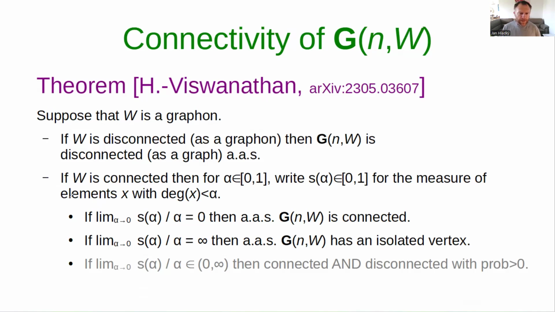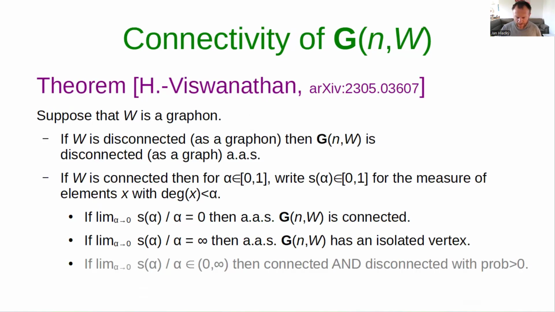There is also an intermediate regime where the limit is strictly between 0 and infinity, or where the limit behavior oscillates or doesn't exist. We can characterize those as well. Don't worry too much about them here. Okay.